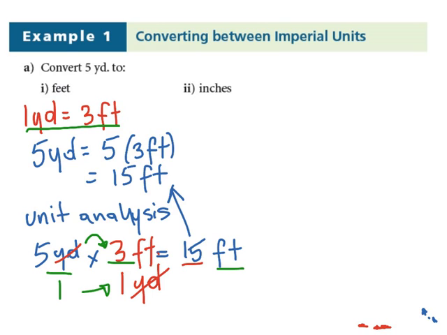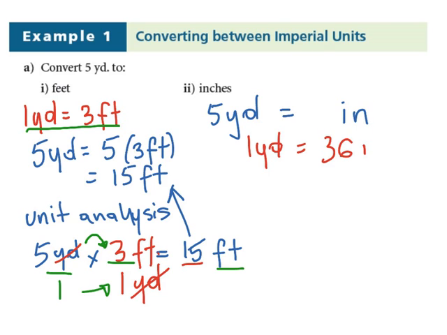Now we're going to convert the 5 yards to feet. Pardon me, to inches, or IN. From your textbook or from other charts, you could see that 1 yard is equivalent to exactly 36 inches. So you can just multiply 5 with 36 inches, and you get 180 inches for every 5 yards.